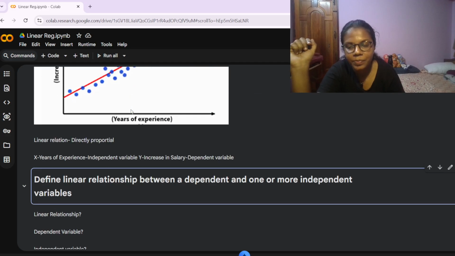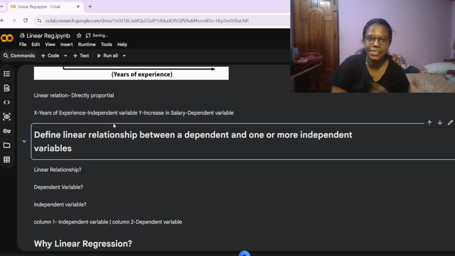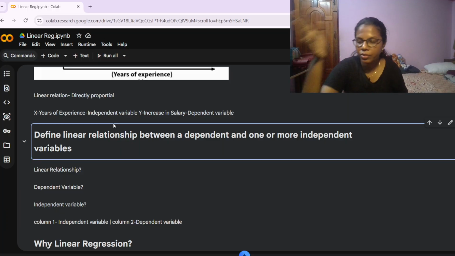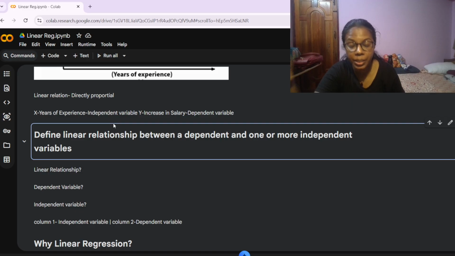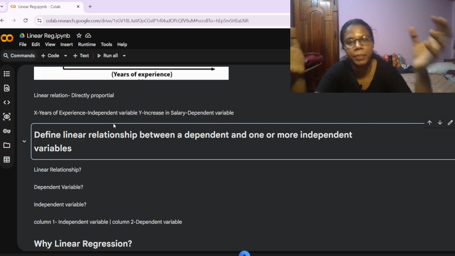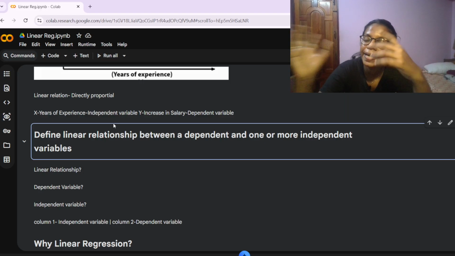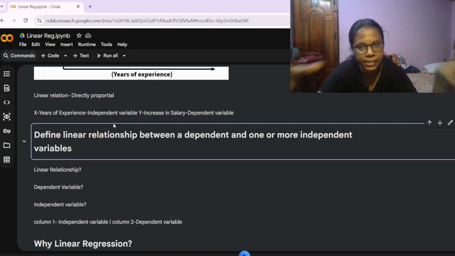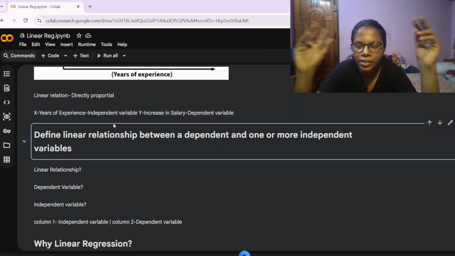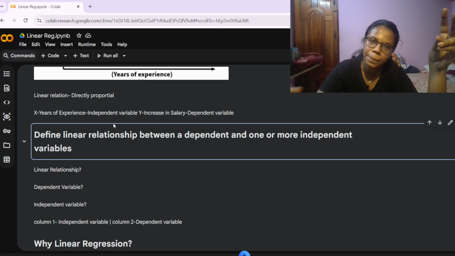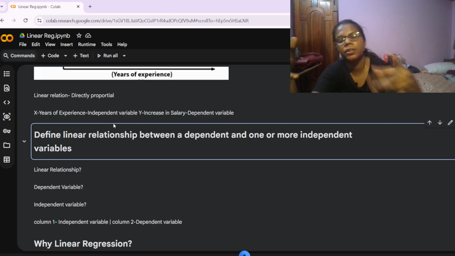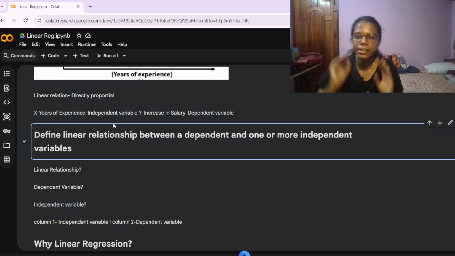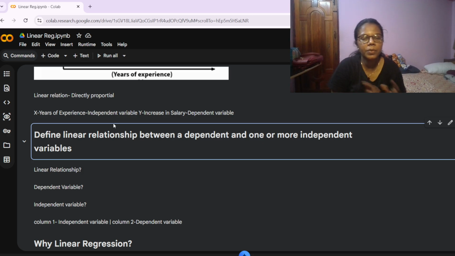What is linear regression? It defines a linear relationship. What is a linear relationship? If the value of the independent variable increases, the value of the dependent variable increases. If the value of the independent variable decreases, the value of the dependent variable will also decrease. So if a value is changing in the independent variable, the value will also change in the dependent variable. That is simply called a linear relationship, or direct proportionality. Here mostly we should call it a linear relationship.